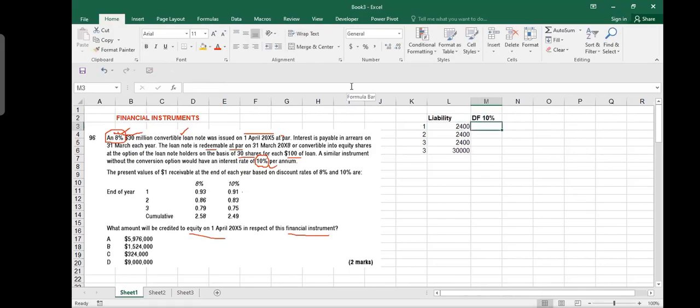So the 10% factor is given like 0.91, 0.83, 0.75, and they give you cumulative factors. They give you cumulative because you could have done it with NPV as well. I will show you how to do it with NPV. I'm just using it in this way. This takes a little more time, but I'm just showing you. And then I will show you, I did not use this number.